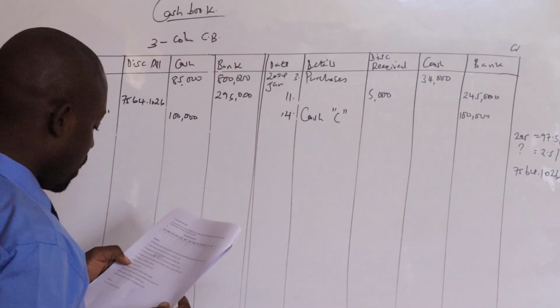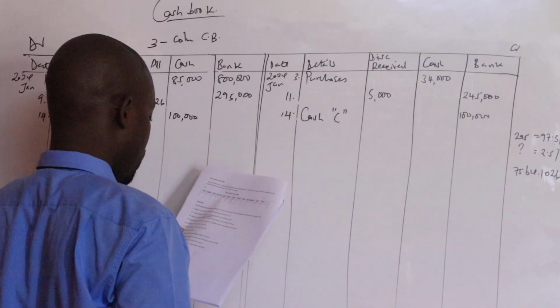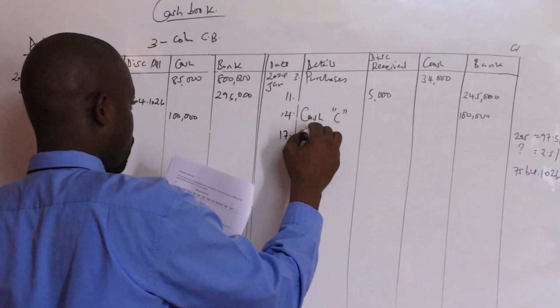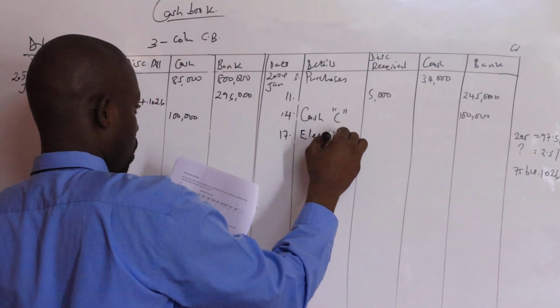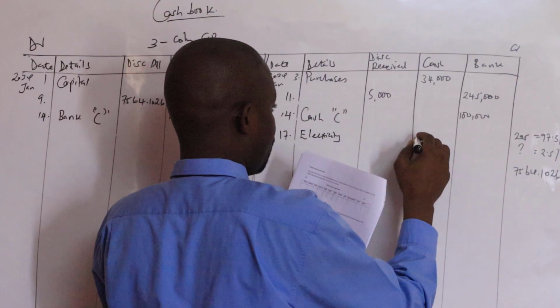On 17th, paid 10,000 by cash for electricity. On 17th, we've got electricity. How much? 10,000 was paid, and it was by cash.